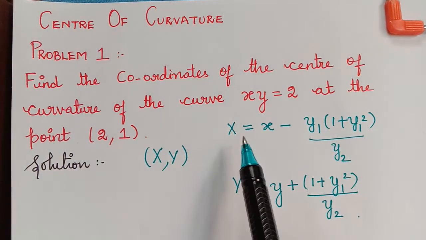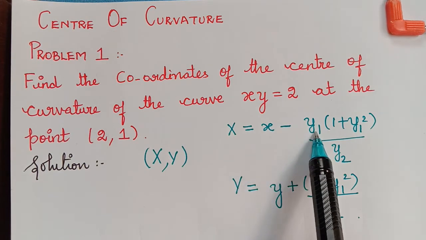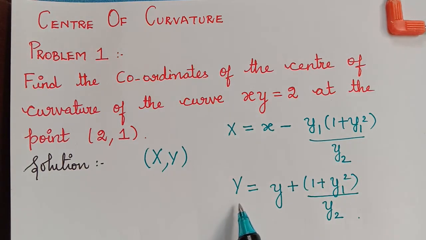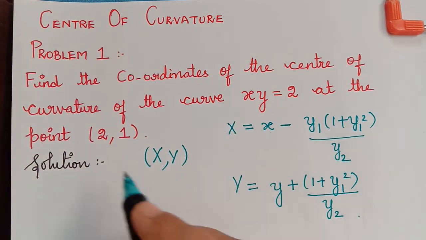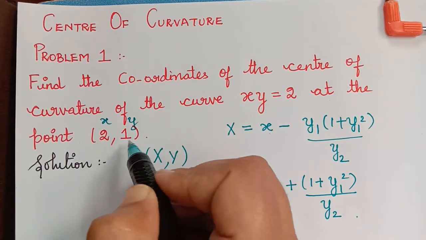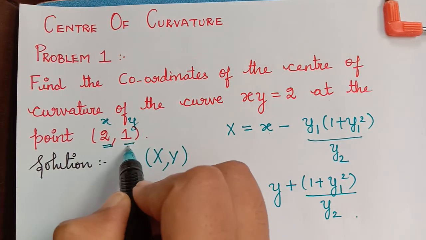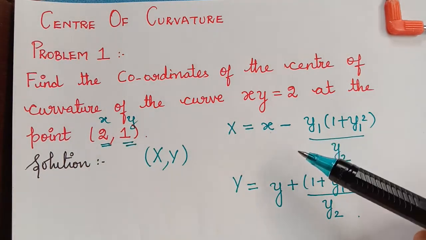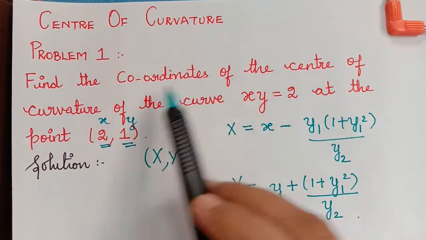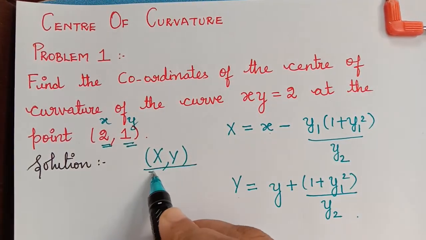So we have to remember that the x coordinate is x minus y1 multiplied by (1 plus y1 square) divided by y2, and the y coordinate capital Y is equal to small y plus (1 plus y1 square) divided by y2, where x and y represent the point, so this is small x and this is small y. Now by using this formula we can find the value of capital X and capital Y, and the coordinates of the center of curvature is given by (X, Y).